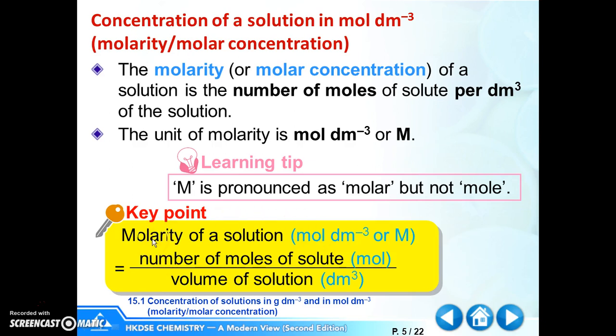And we have this formula to find the molarity of the solution. It's quite easy to remember. We have the units of the number of moles, mole, divided by the units of the volume, dm³.